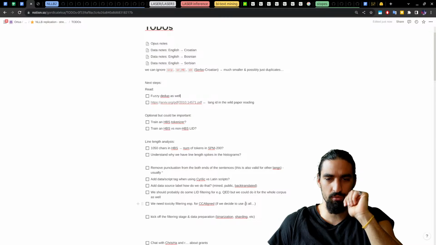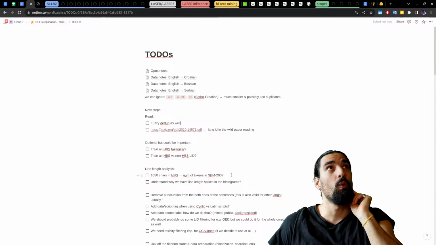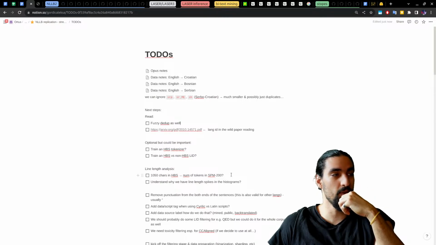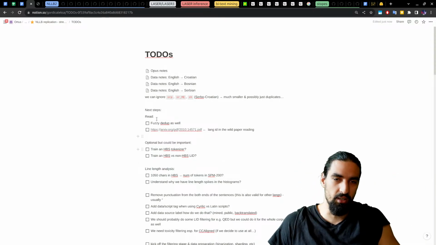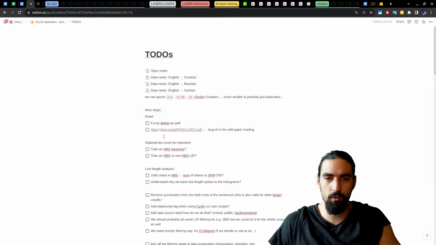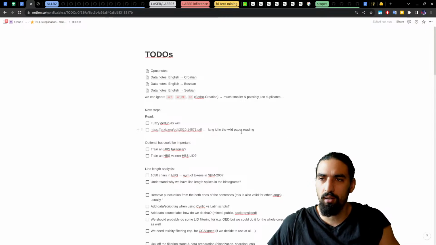I think we can transition to the filtering stage and just see. We need to understand the current LID system a bit better. What should we do and how should we train an HPS versus non-HPS system as well? We're going to see that a bit later. I think fuzzy dedup and this will probably take the whole stream, so I won't have to plan additional tasks. Either way, we can do that ad hoc later.